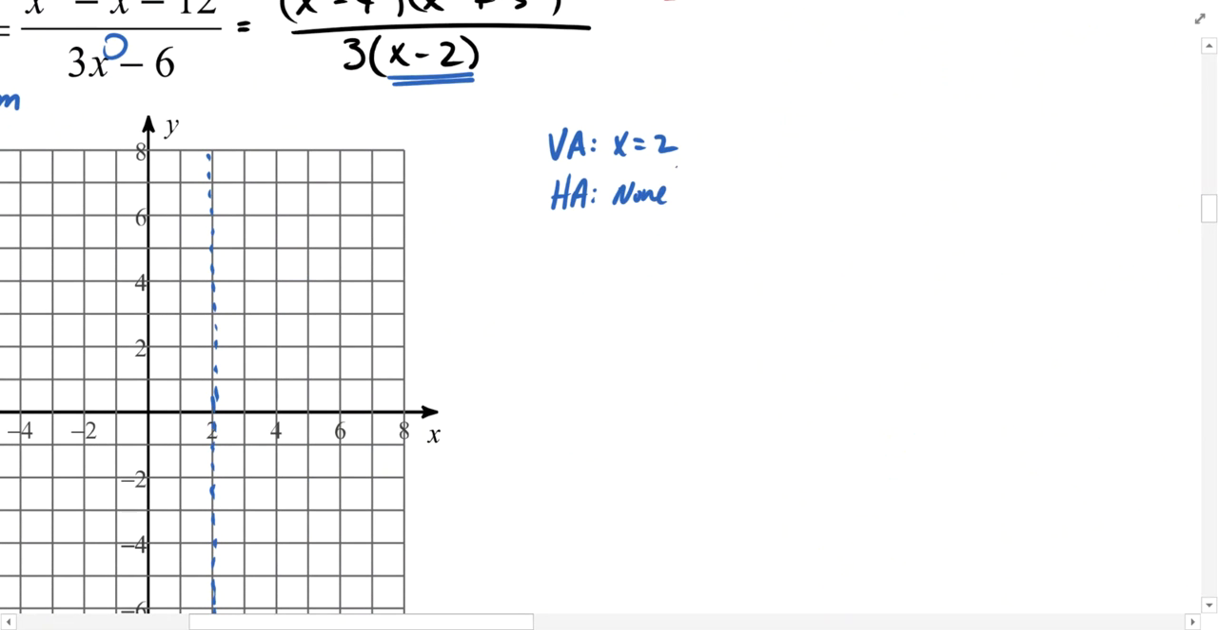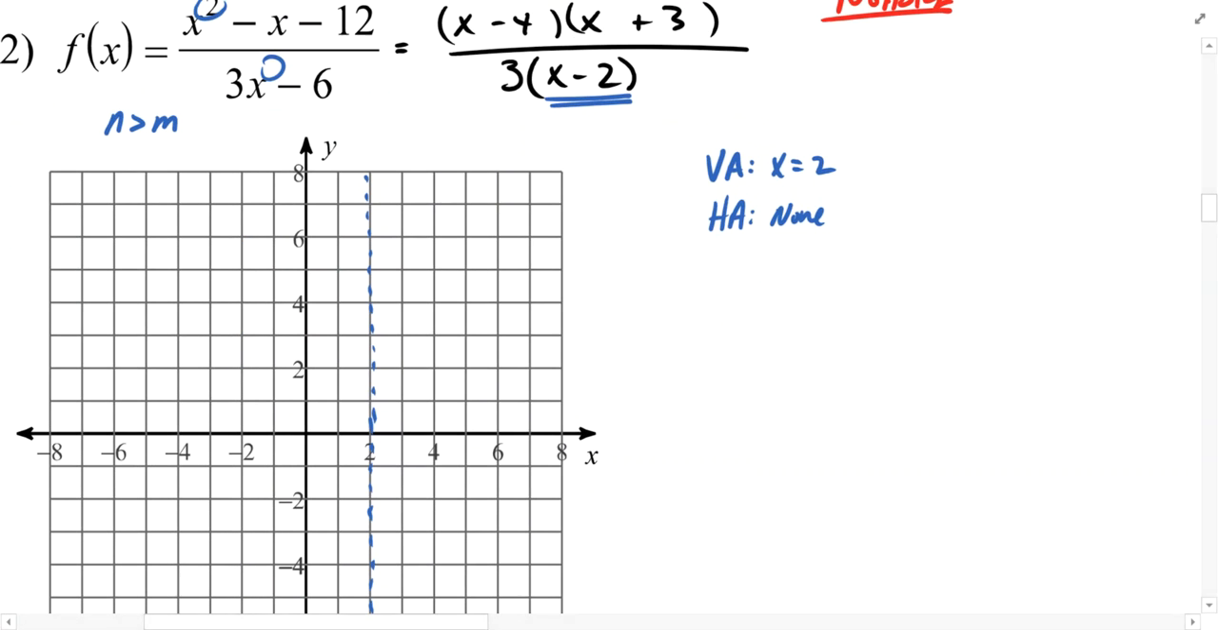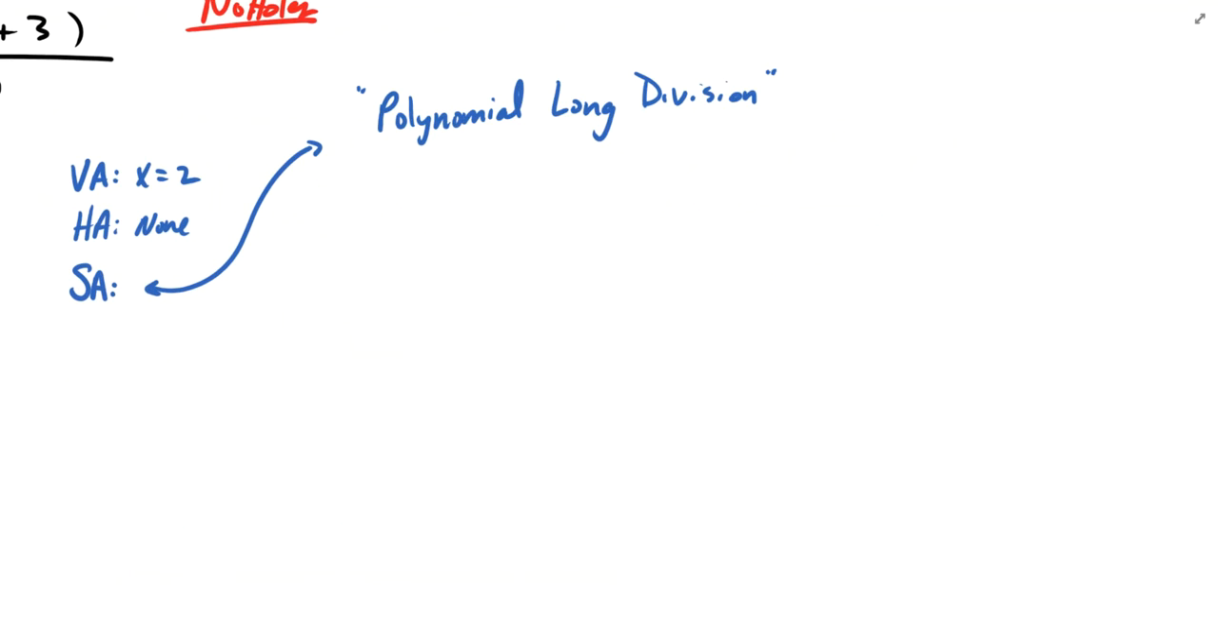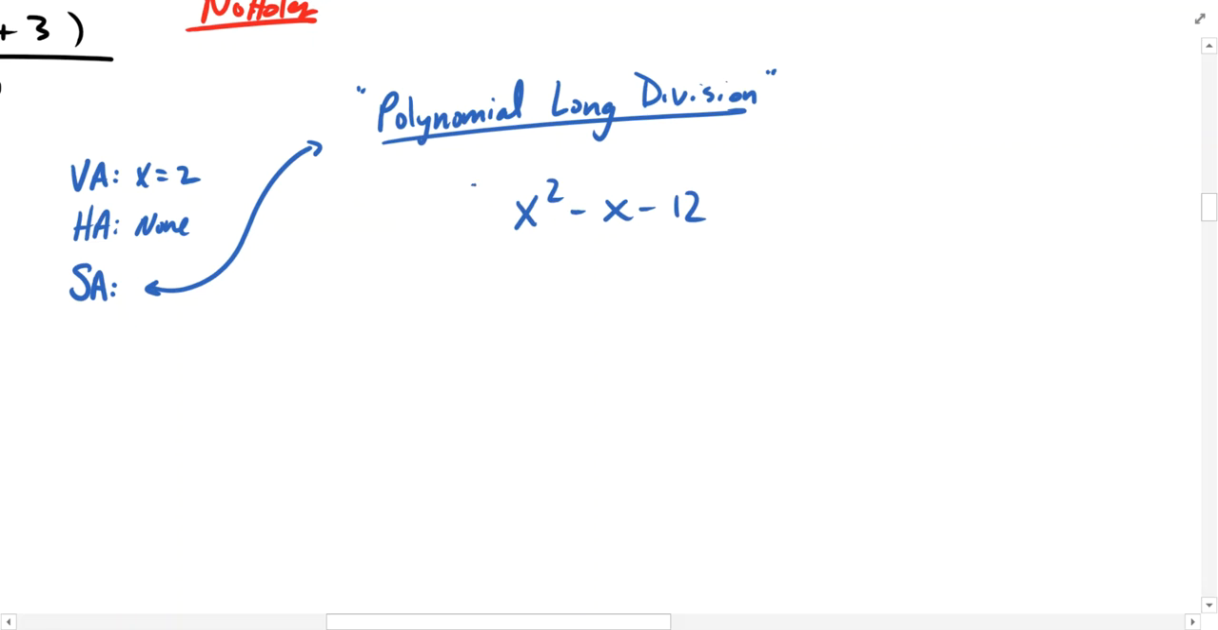And so we've got to perform polynomial long division in order to find that equation. I'm going to make a note here there's a slanted asymptote this time, and the work that we're going to do to determine that is going to be shown off to the side. I would encourage you to do some more research and watch a couple other videos on polynomial long division so that you can make yourself better. But in this particular case, we're going to start with the numerator, x squared minus x minus 12, and that's to be divided by 3x minus 6.